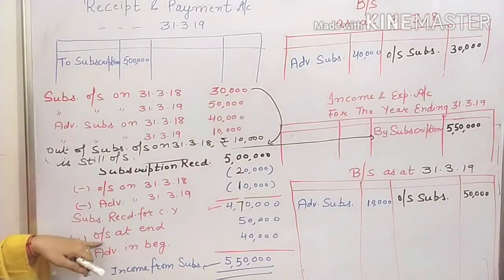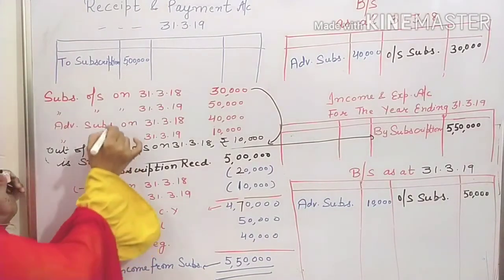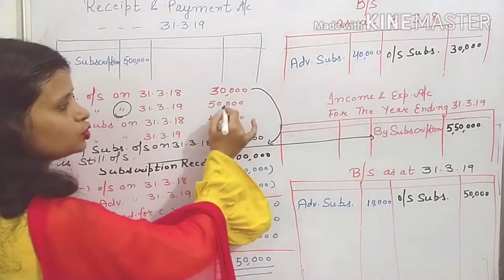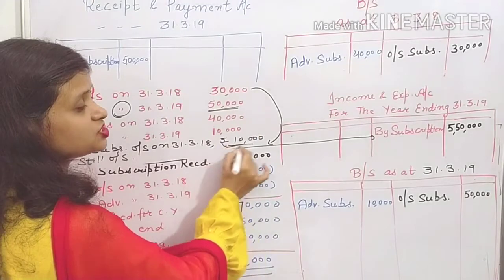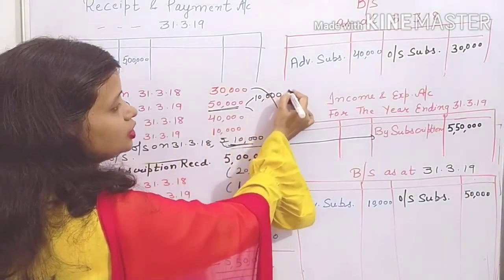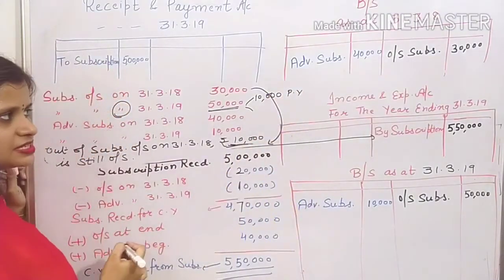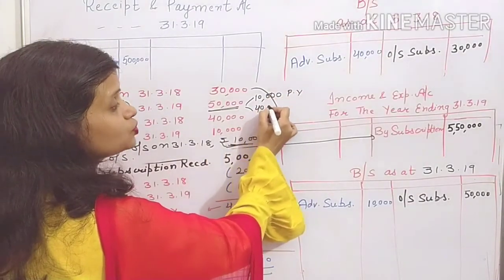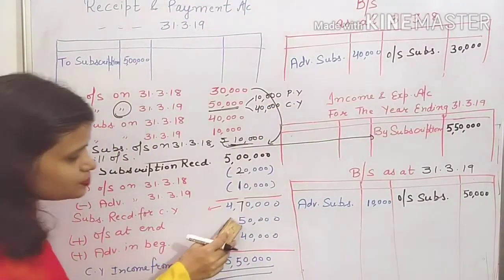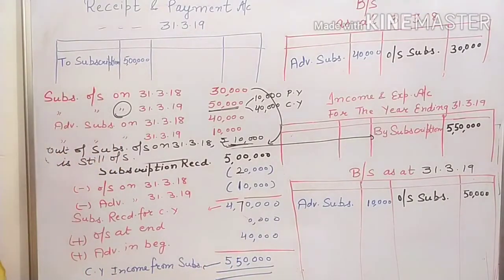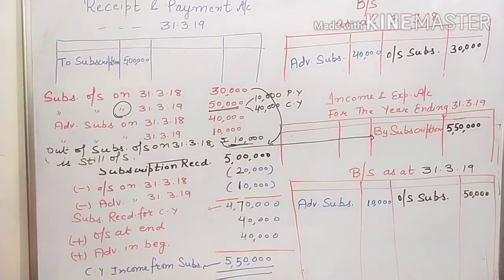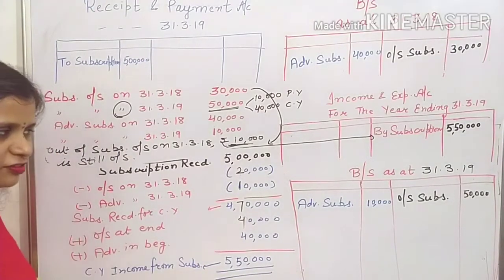Now, outstanding at the end. Total outstanding is 50,000, and out of this, 10,000 still relates to the previous year. So 10,000 is outstanding for the previous year and 40,000 will be outstanding for the current year. So the current year outstanding subscription will be 40,000. Now, what will be your result? Again, the result will be the same, 5,50,000.